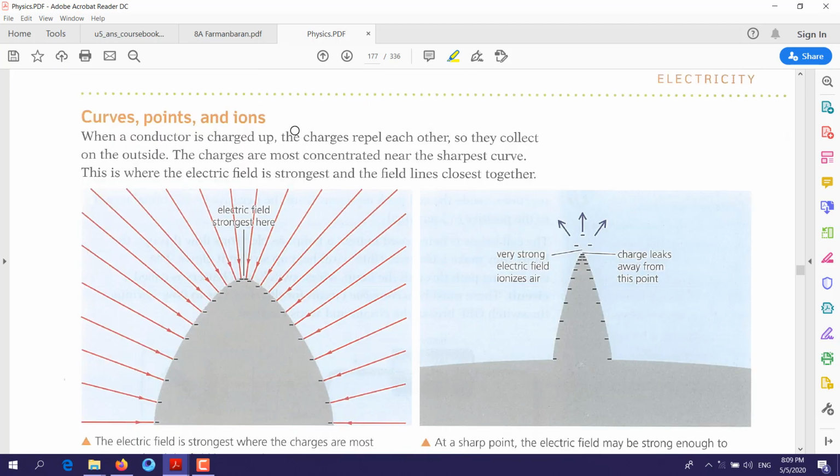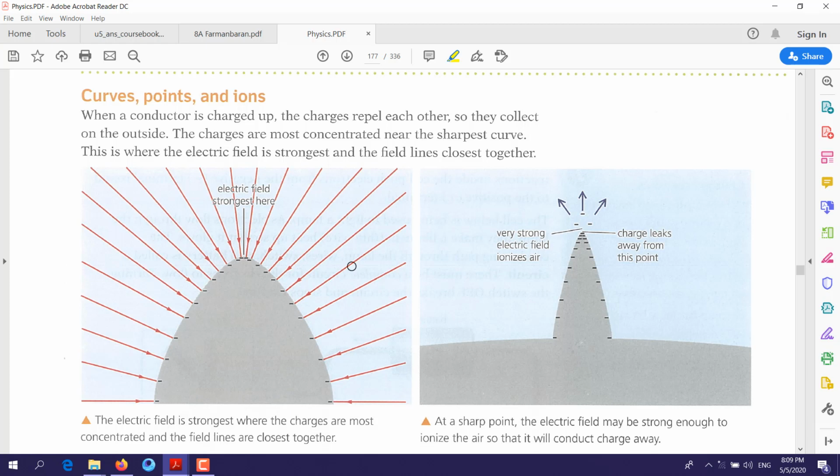Curves, points, and ions. Take a look at these two diagrams. Here, as you can see, we have two kinds of conductors. When these conductors are charged up, what will happen? The charges will start to repel each other. When they repel each other, they will line up on the outside edge. Here, this one and also this one.